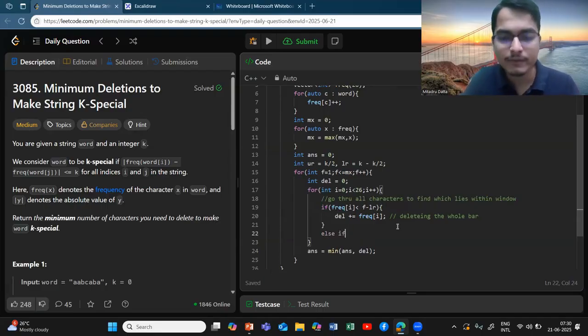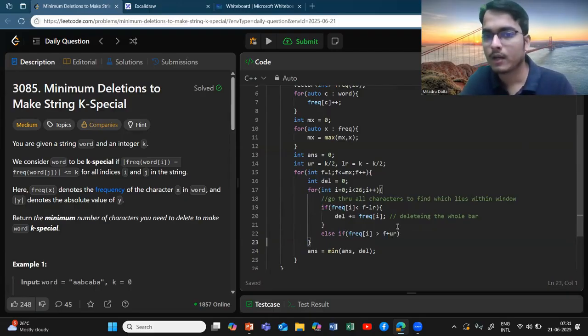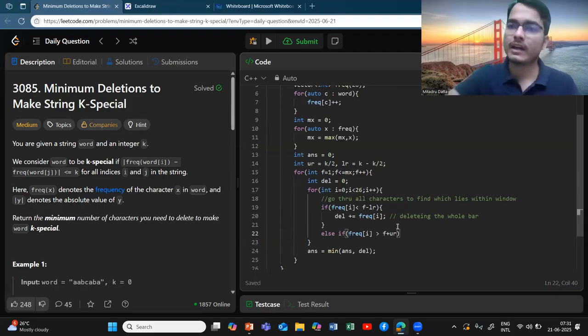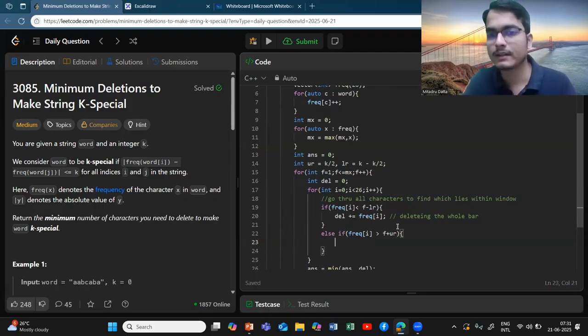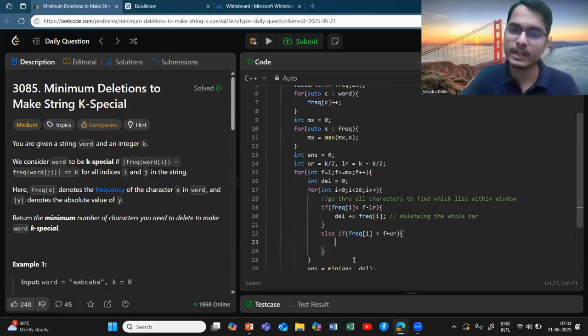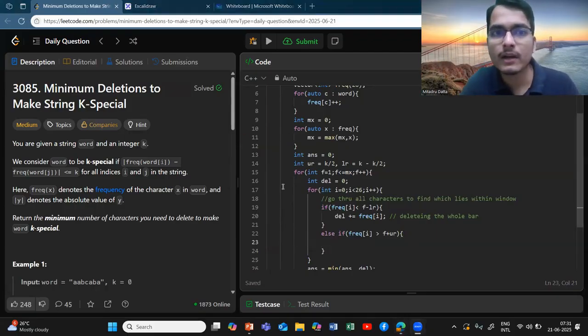Okay. Else if my frequency value is greater than that upper limit, if it is even greater than that upper limit, what should I do? Upper limit, okay, UR. Upper limit is nothing but f plus UR. If it is even greater than that upper limit, what should I do now? I need to chop off that particular value. So what is this particular value?